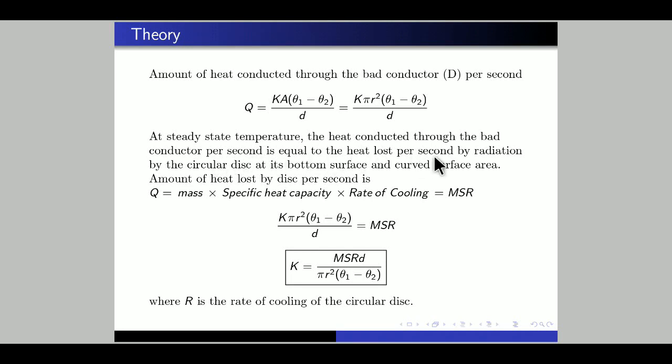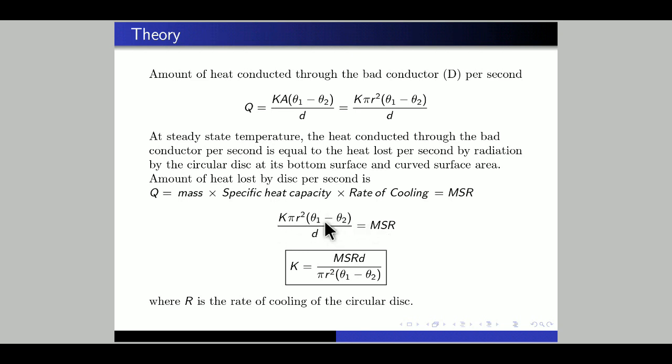At steady state temperature, the heat conducted through the bad conductor per second is equal to the heat lost by radiation by the circular disc per second at its bottom surface and curved surface area. Now the amount of heat lost by the disc per second is calculated by Q is equal to mass into specific heat capacity into rate of cooling, m s R. Now under the steady state condition, the left hand side, this expression K pi r square into theta 1 minus theta 2 by d is equal to m s R.